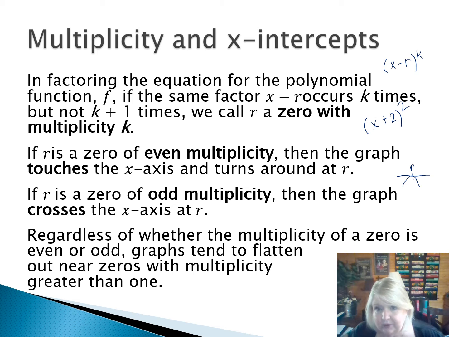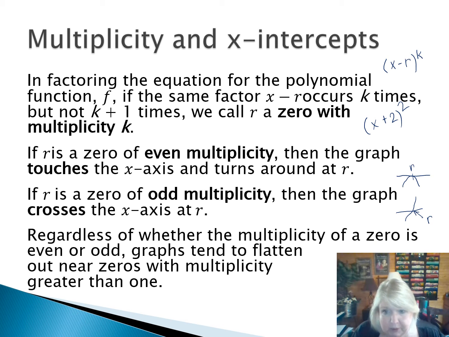If, however, it is an odd multiplicity, it's going to come up and cross at r. So, even multiplicity is going to touch and turn. Odd multiplicity is just going to cross the axis.